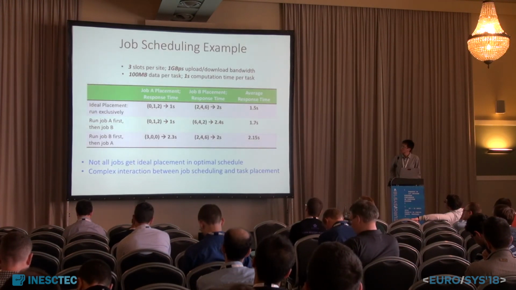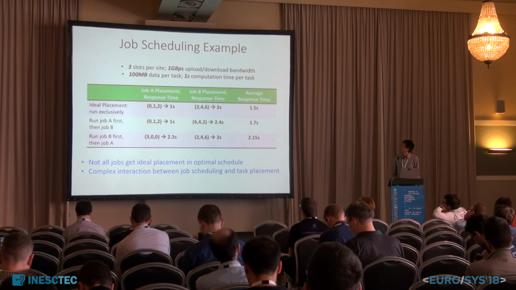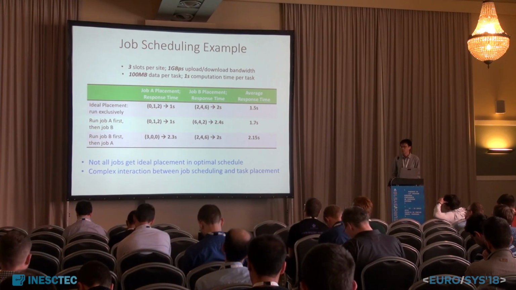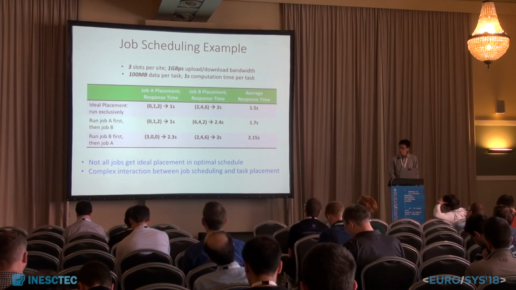So let's use another example to explain this idea. In this simple example, we also have 3 sites, and in each site we have 3 computing slots. To simplify the example, the upload and download bandwidths are all 1 gigabyte per second for all of the sites. Each task requires 100 megabytes of data input, and to complete each task, it takes 1 second.